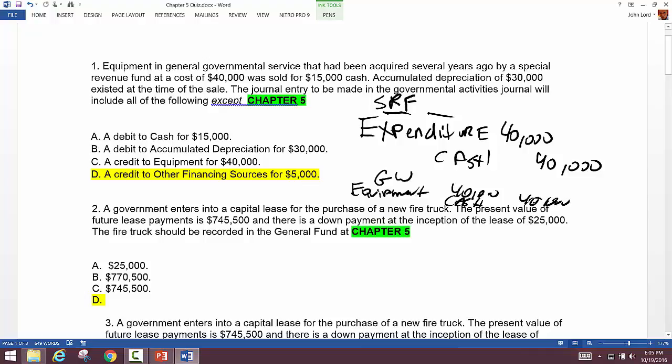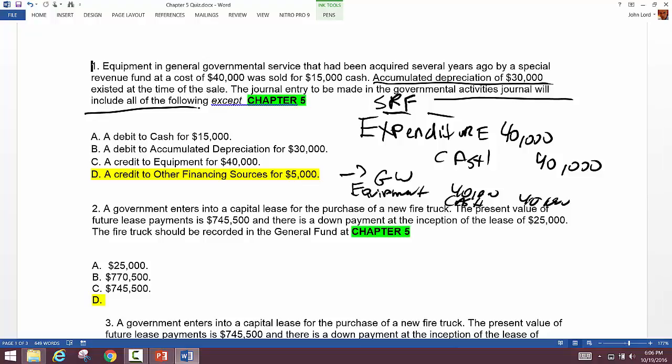With me so far? Okay, good. Now we go ahead and we use this equipment for a while, and over a period of time at the government-wide level, we'd be debiting depreciation expense and crediting accumulated depreciation, right? So when we sell that equipment, what should we do at the government-wide level? They are asking me what should happen at the government-wide level. So when I sell the equipment, what should I do at the government-wide level? Complete journal entry, please.